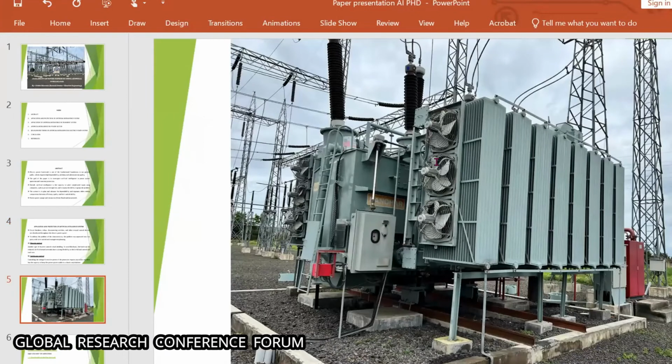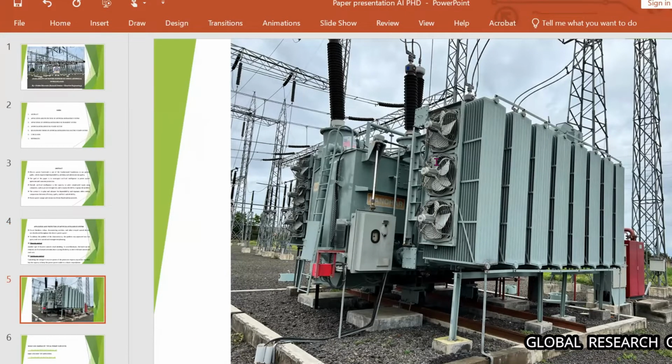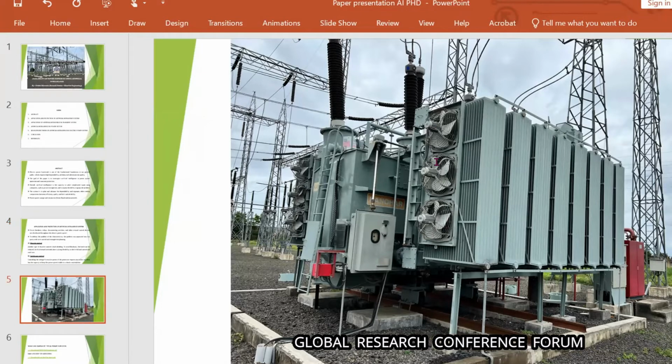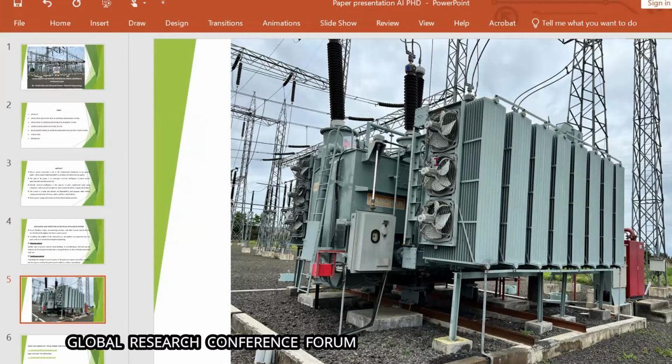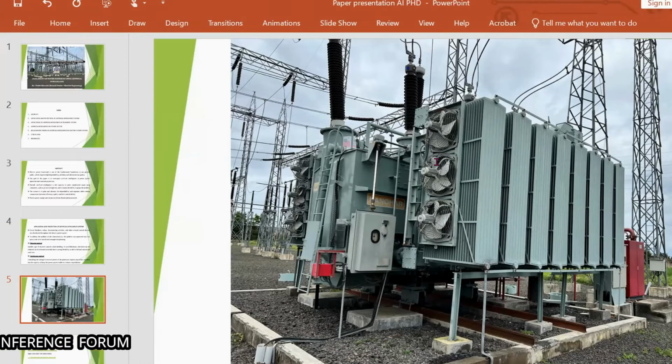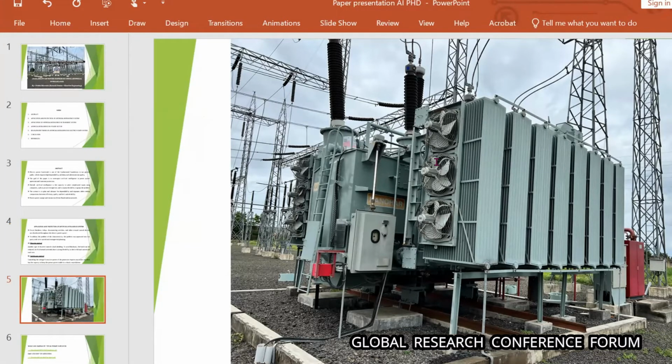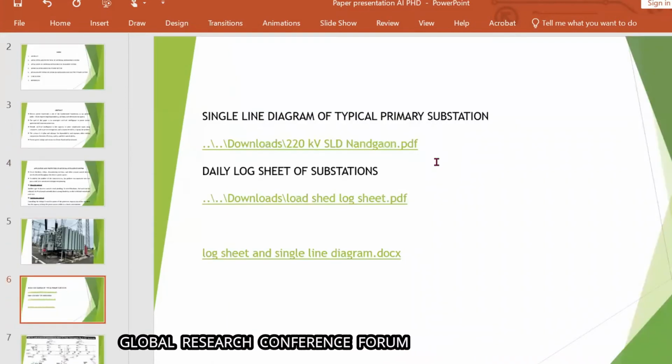Now, this is a typical 100 MVA transformer you can see on the screen. This is part of a 220 kV substation, and all these sensors are manually controlled. So when we go beyond, now this is typical.